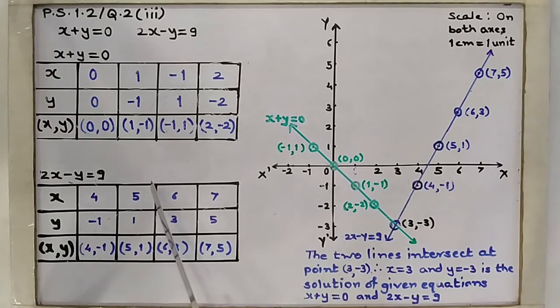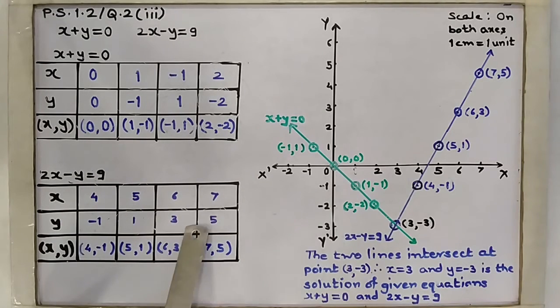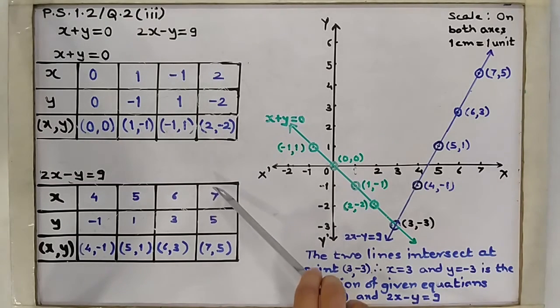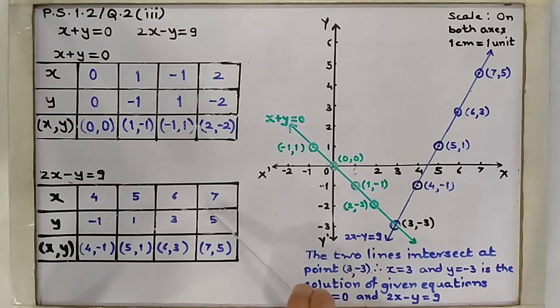Second case, I have assumed the value of x as 5. Putting value of x in the equation, I get the corresponding value of y as 1. So the ordered pair is 5, 1. In the third case, I have assumed the value of x as 6. Putting value of x in the equation, the corresponding value of y I get is 3. So the ordered pair is 6, 3. In the fourth case, I have assumed the value of x as 7. Putting the value of x in the equation, the corresponding value of y I get is 5. So the ordered pair is 7, 5.